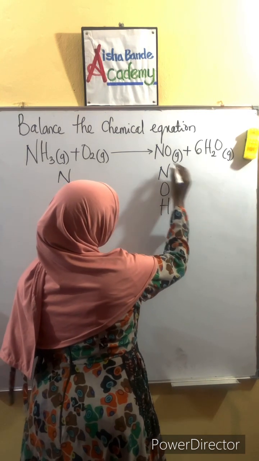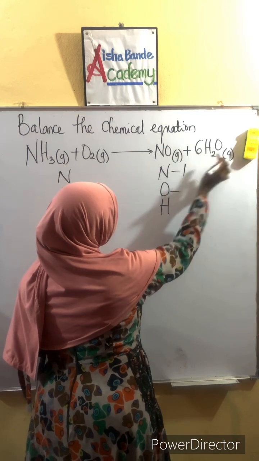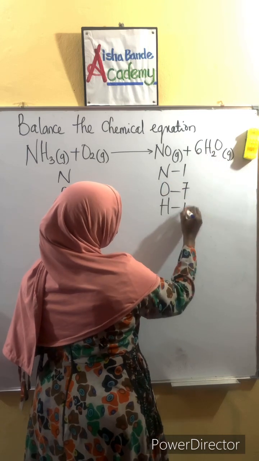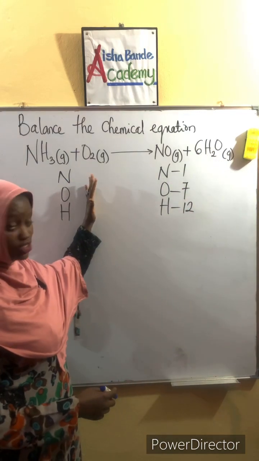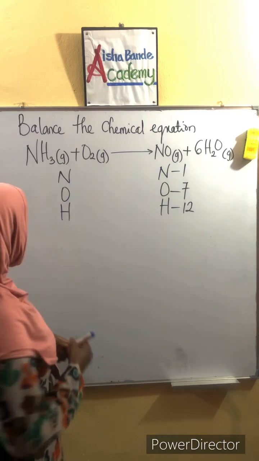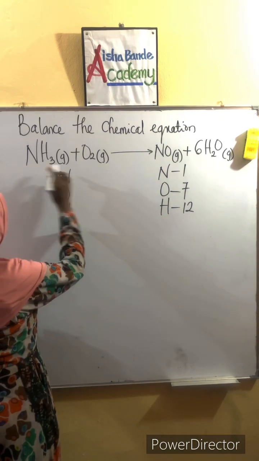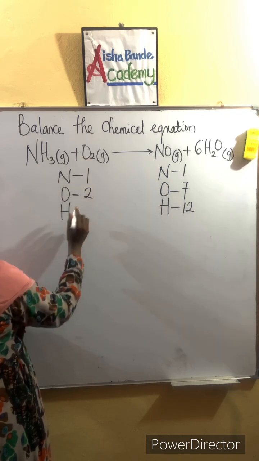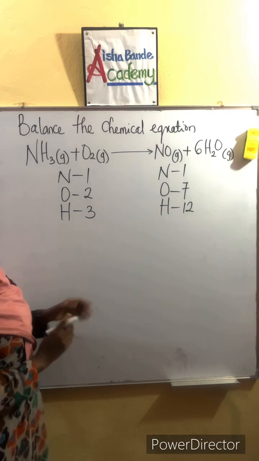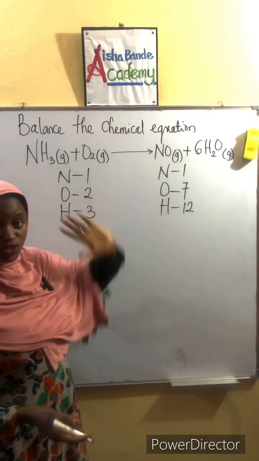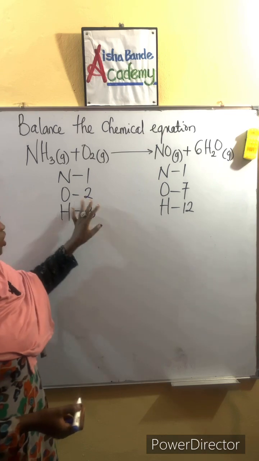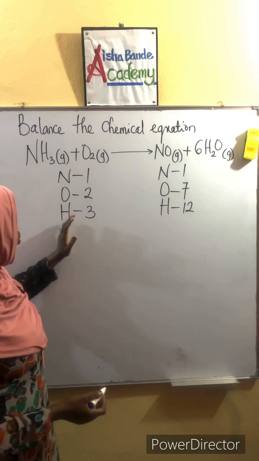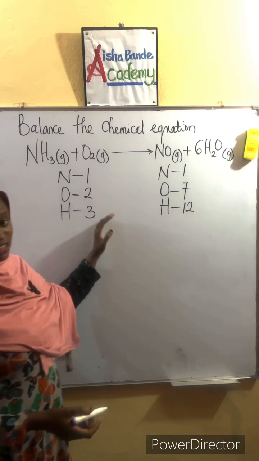At the products, we have 1 nitrogen here. Oxygen here is going to be 6 plus 1, which is 7, while hydrogen is 6 times 2, which is 12. At the left hand side, which is the reactant side, nitrogen has a value of 1, oxygen has a value of 2, while hydrogen has a value of 3. So as you can see, nitrogen is actually balanced here, but oxygen is not balanced on both the right and left hand side. Hydrogen also is not balanced, so we need to balance the oxygen and the hydrogen.